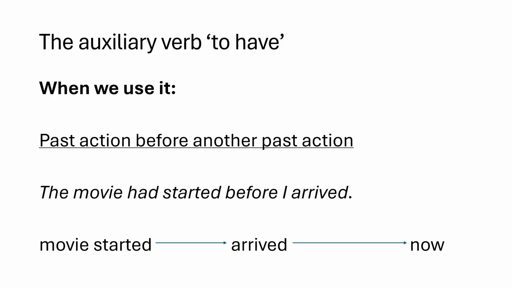We use the past perfect to show that one past action happened before another past action. For example, the movie had started before I arrived. This timeline shows that in the past, the movie started first, then I arrived.